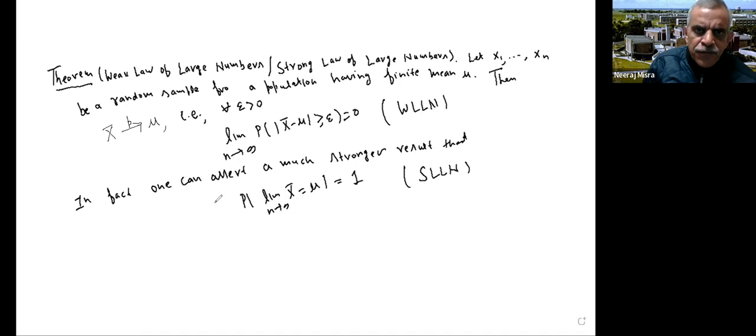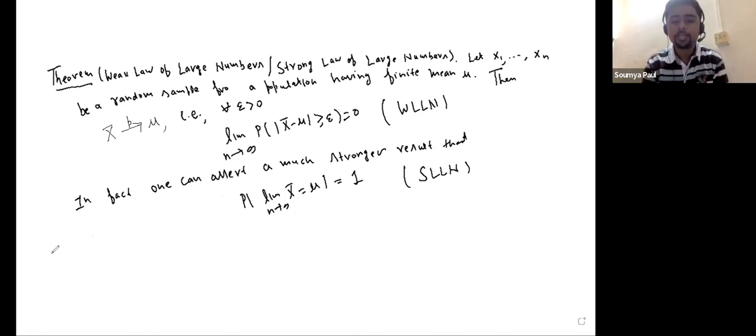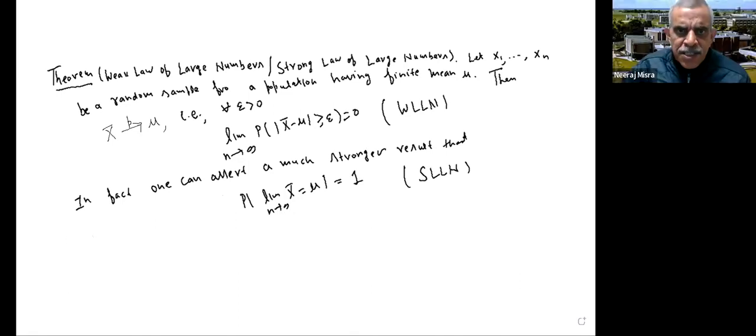Again, I will not prove this because you might have already done it in your earlier course. Sir, what is the difference between the two? The difference between the two is that this doesn't mean that the limit of X bar would be the same as mu. It only says that for every epsilon greater than 0, if you take any fixed epsilon greater than 0, then the probability that the modulus of X bar minus mu is greater than or equal to epsilon would go to 0.